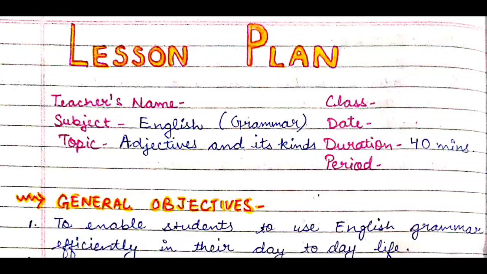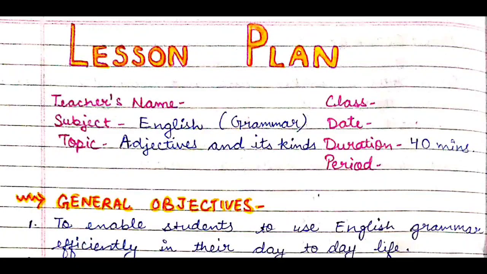Next, we'll write the subject, that is English, and in brackets we can write grammar to be specified. Then we write our topic, that is adjectives and its kinds. Next thing, we write class, for which class this lesson plan is made. So you can use it for class 4, 5, 6 and 7 also. You can adjust the content accordingly, according to the class.